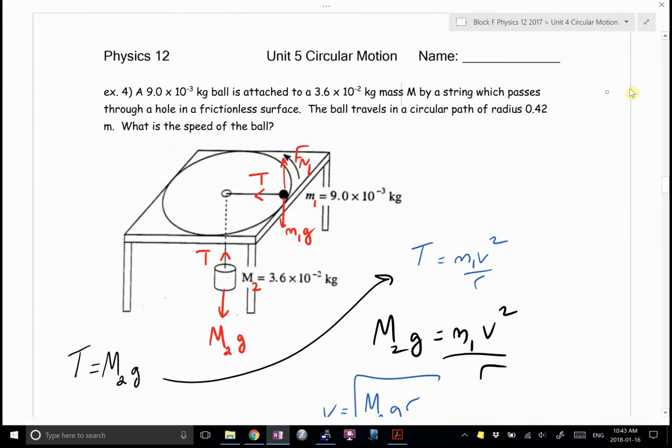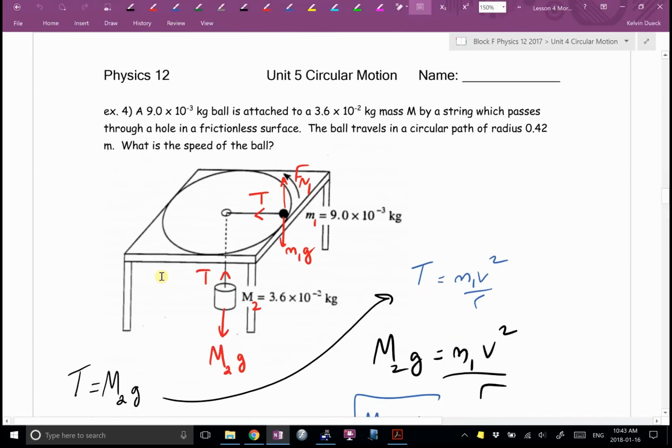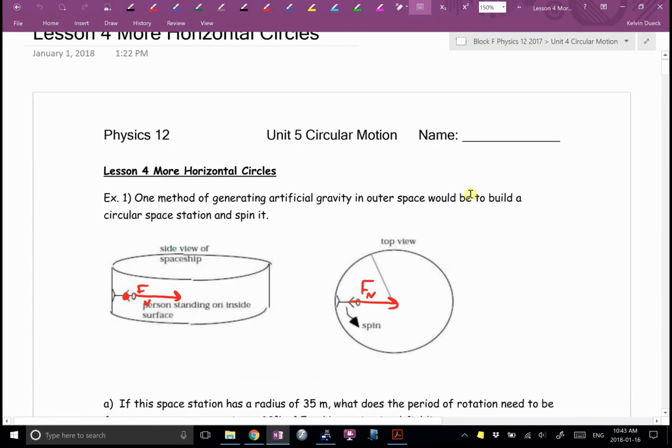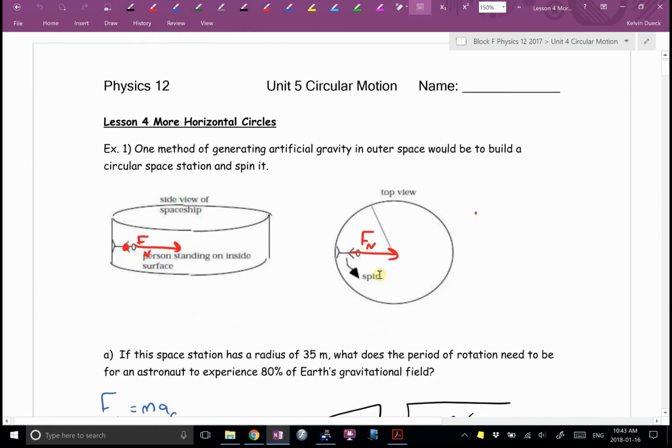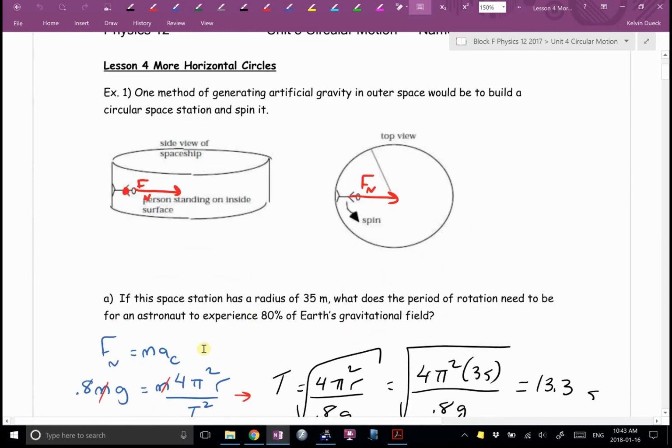So last day, we've been looking at horizontal circles. Patrick, you missed some pretty cool applications. We looked at artificial gravity. We said that if you're a space station and you spin it, if you build a circular space station, normal force is what's causing you to move in a circle.